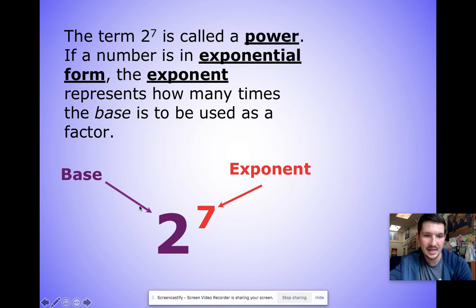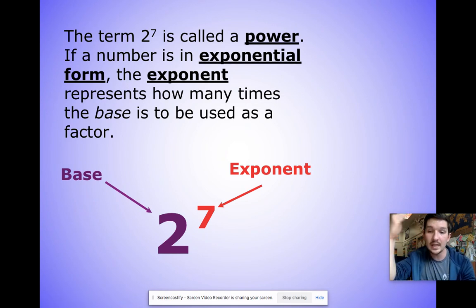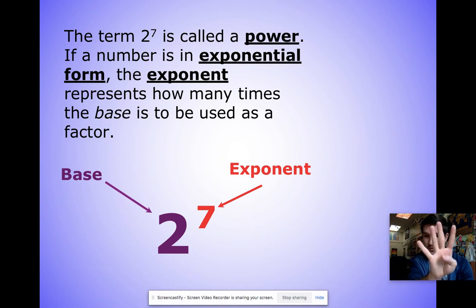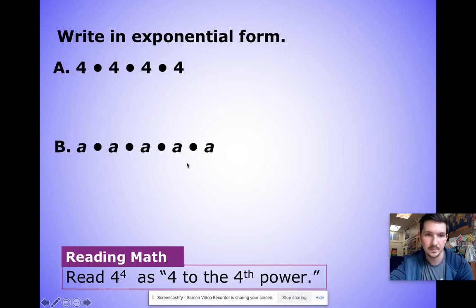But just remember that the base is telling itself how many times it is going to multiply by itself, according to the exponent number. So this would be 2 times 2 times 2 times 2 times 2 times 2 times 2. That's 2 to the 7th power, so 2 times itself 7 times.